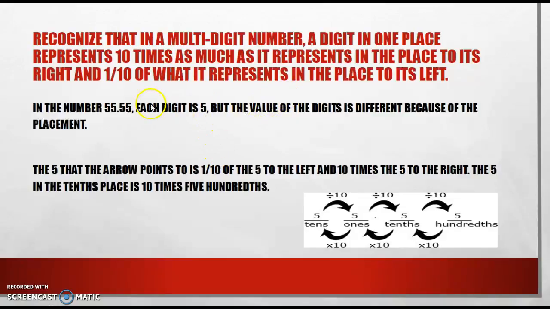Then we're going to move on and talk about how to look at a multi-digit number in the ones place. Some more examples of that: you can see this number, and each digit is a 5, but they're in different place values. And down here there's a chart to show that as numbers move to the left, they're going to be 10 times bigger. As numbers move to the right, they're going to be divided by 10, or they will be 1/10 of what the place value to the left is.